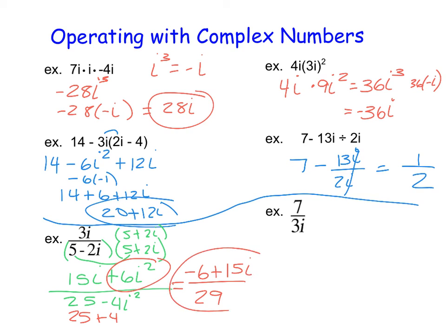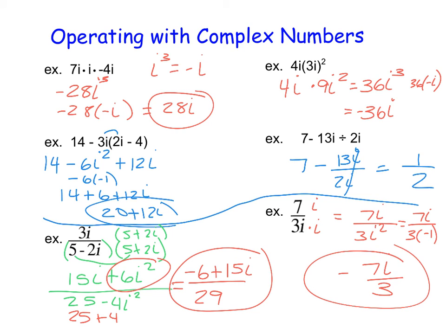And then you can break it into two fractions if you want. On the IXL, they do that. When you have an i in the denominator, for this one, we just multiply the top and bottom by i. So 7i over 3i squared. 7i over 3 times -1. -7i over 3. Right, that's it.